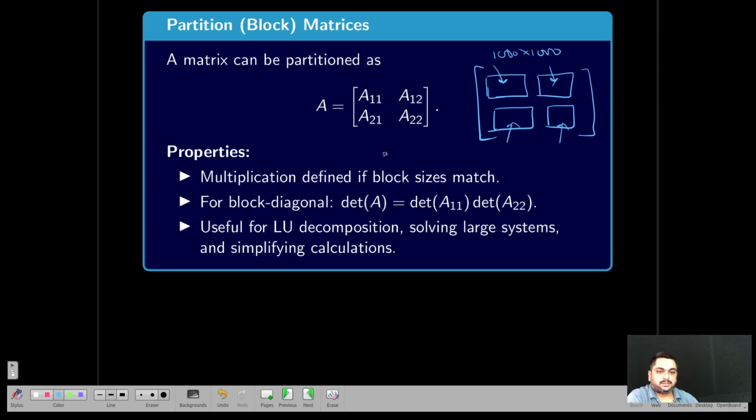What it says: multiplication is defined if block sizes match. See, this block should be the same, both should be the same. Then only we can multiply them. For a block diagonal, determinant of A equals determinant of A1 into determinant of A2. If it is a block here, not single elements, the determinant of this entire matrix will be equal to determinant of this block into determinant of this block. That is the meaning. Useful for LU decomposition, solving large systems, and simplifying the calculations.